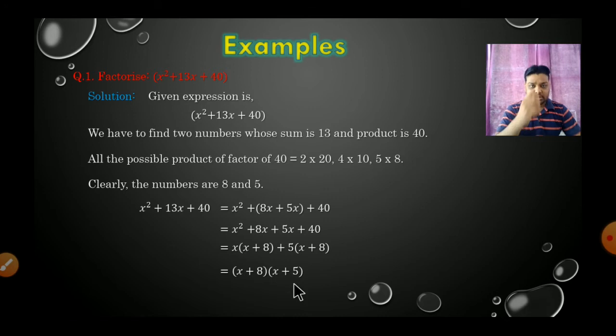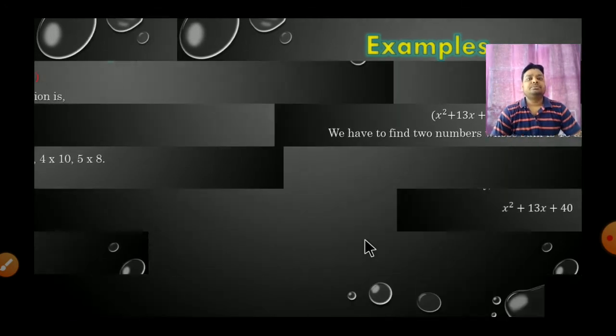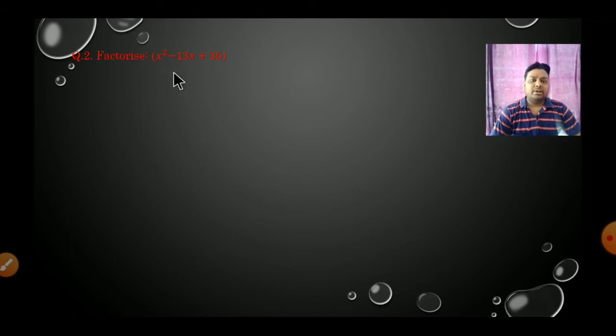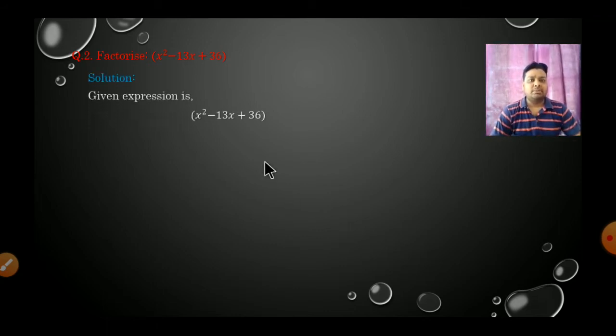Okay, students, this time we have to factorize x square minus 13x plus 36. So again, at first you can see that the given expression is x square minus 13x plus 36.